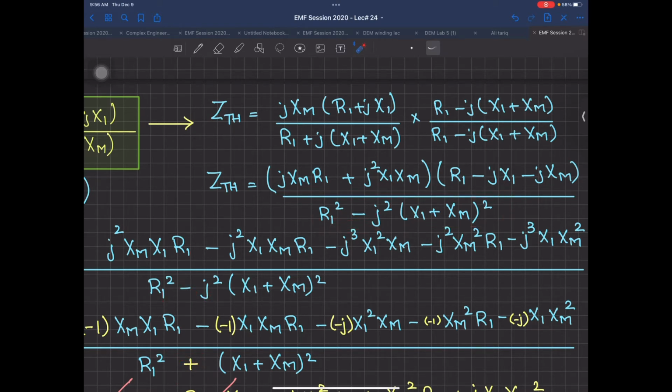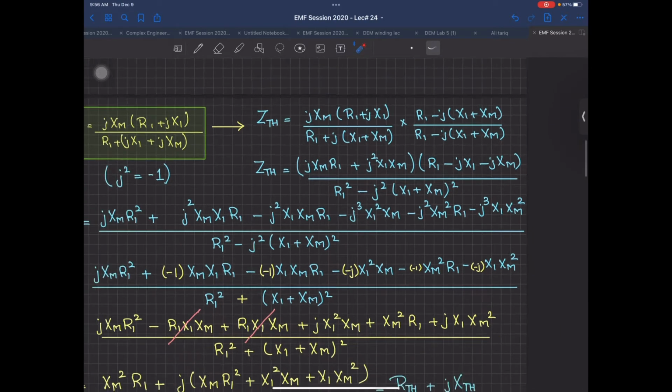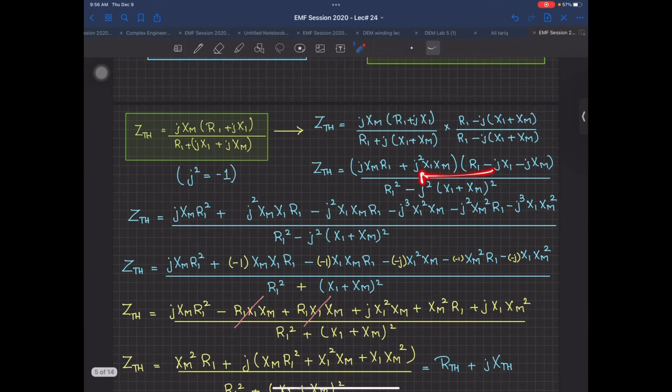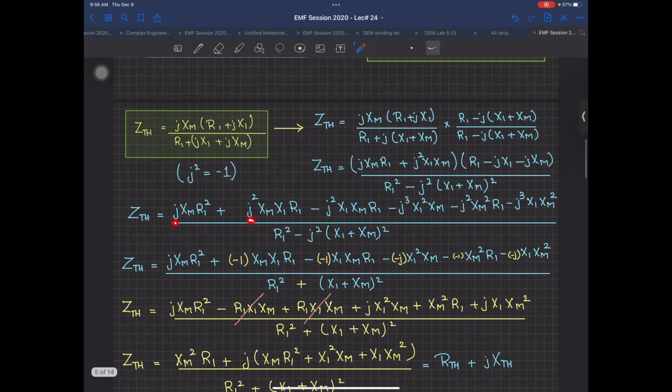On the top, first of all, I have evaluated this variable. So this is jXM R1 over here plus j squared XM X1. Now I have this first term and this second term, which is exactly the rationalization term. Based on these two, I have multiplied each one of them. When I have multiplied them, I have this expression with j squared, j cubed, j squared, j cubed. Now since I know j squared is equal to minus 1 and j cubed is equal to minus j.